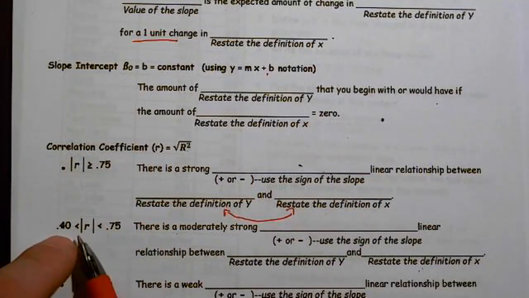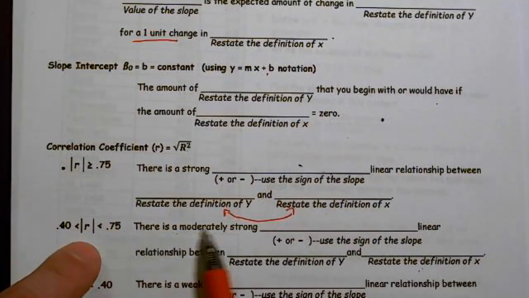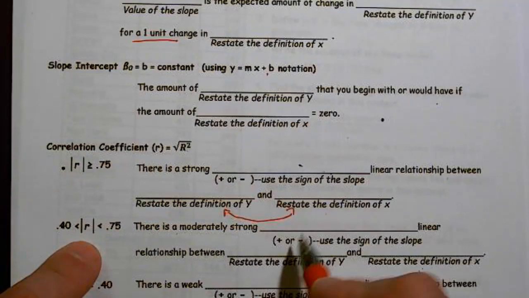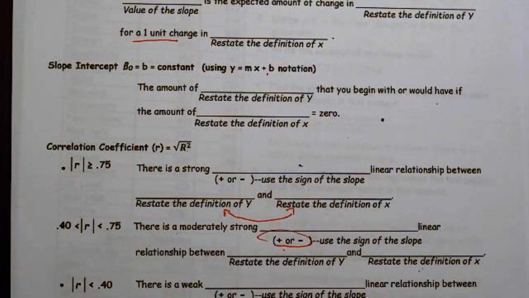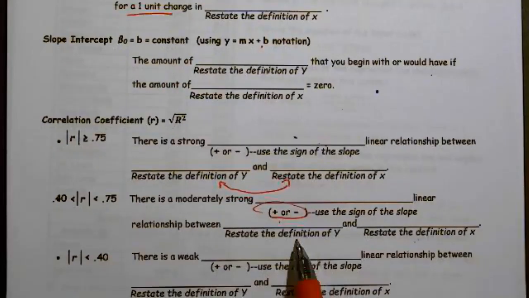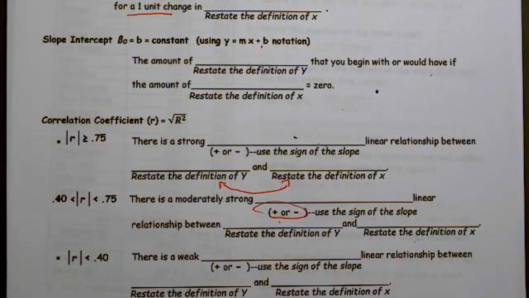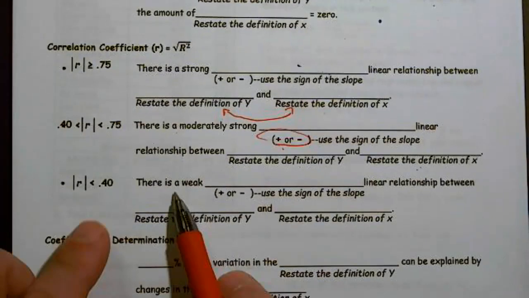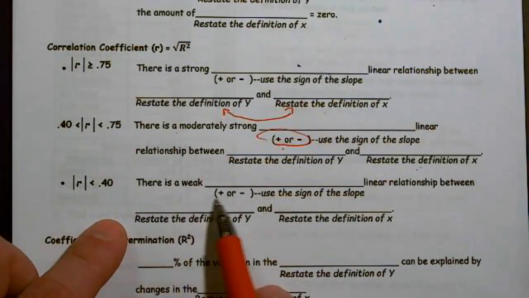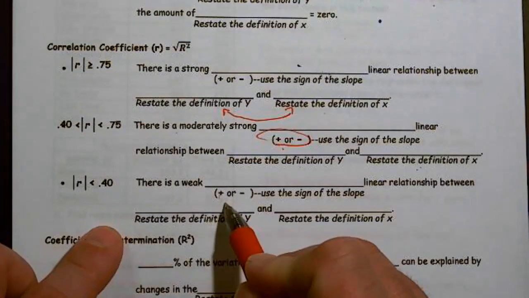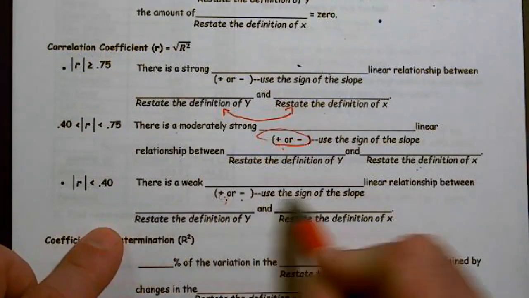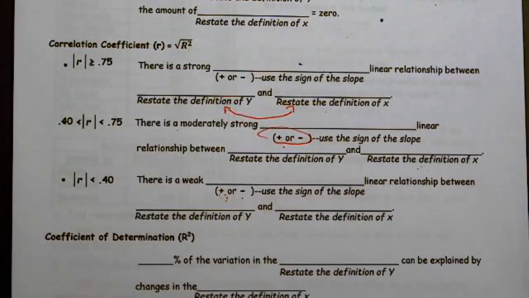If the absolute value of r falls between 0.4 and 0.75, there's a moderately strong, and once again, always make sure you include the direction, whether it's positive or negative, between our y and our x, whatever those definitions of y and x are. And of course, if it's less than 0.4, there's a weak, and once again, you need to give the direction, positive or negative, linear relationship between y and x.